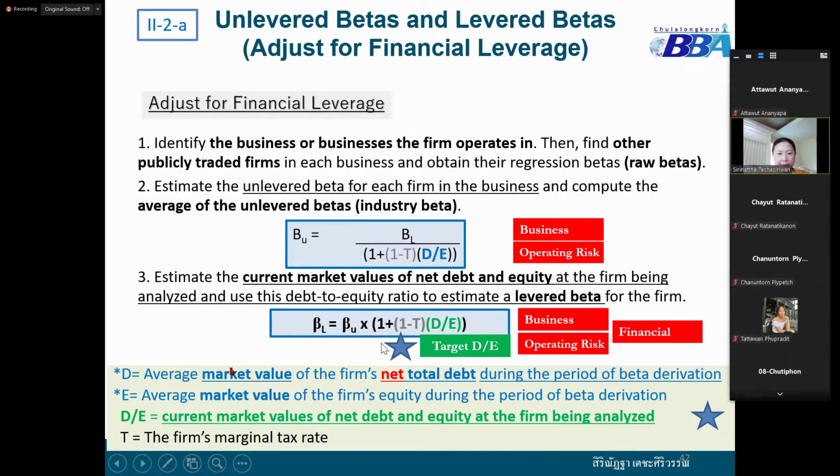And from this unlevered beta, we re-lever it back to the target debt to equity ratio of the company that we analyze, right? Okay, so this D/E, the green color, is the target debt to equity ratio. It should be the market value debt to equity ratio of the firm being analyzed. Okay, so then we have the levered beta of the company, and we can use it later in estimating the required return of the company analyzed.